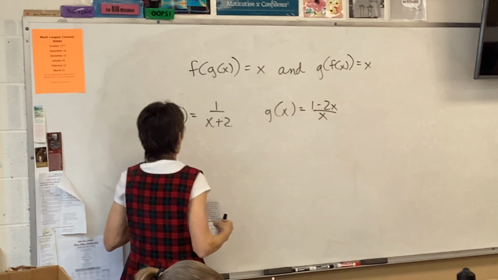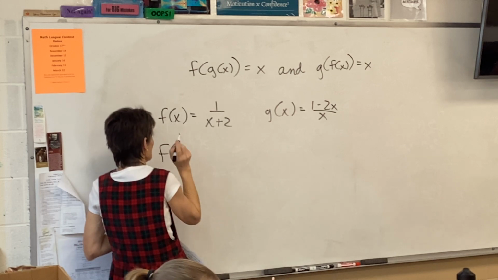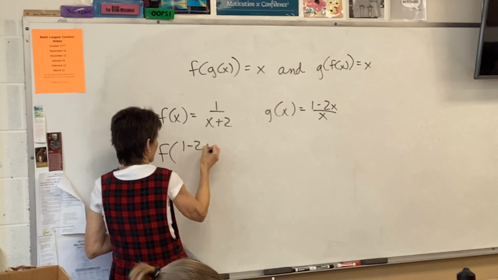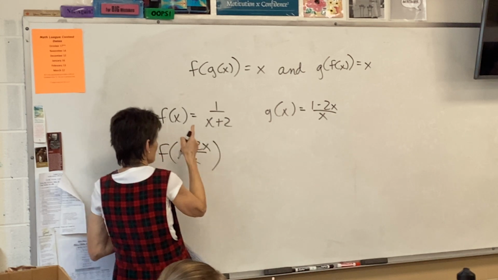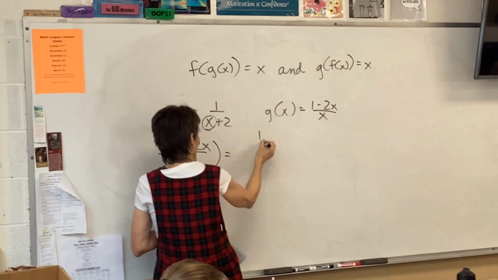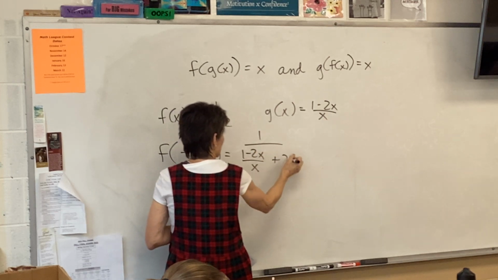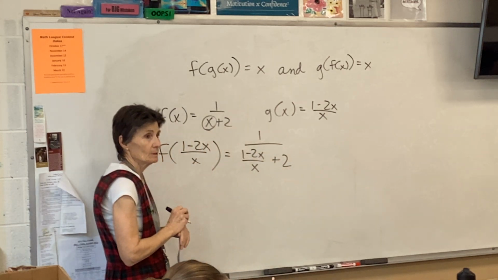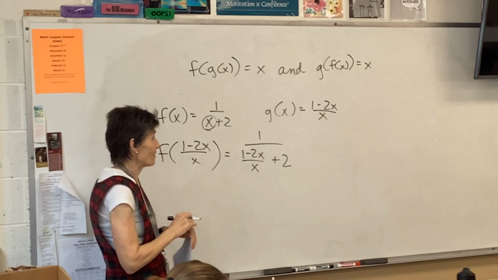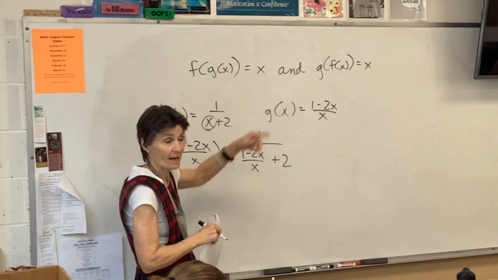Okay, so I'll do this one first. I'm going to plug G into F. So put it in right there. So I have 1 over 1 minus 2x over x plus 2.